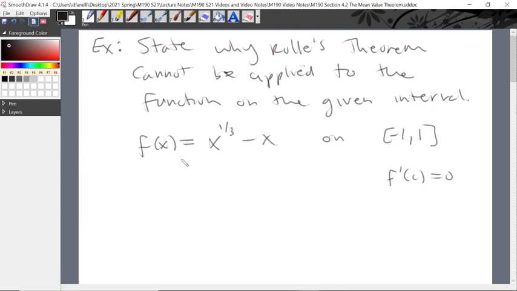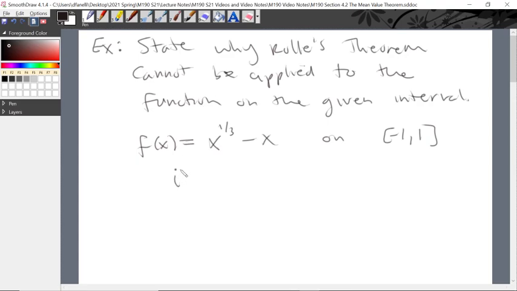There still might be values of c where the derivative would equal 0. There might even be such values within this interval. But Rolle's theorem guarantees for us that these values exist. Okay? So it's being suggested that we cannot guarantee that those values are going to exist. How do we show that?